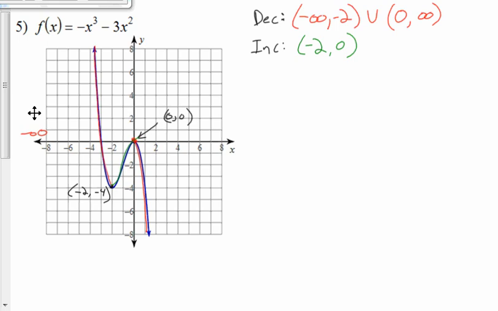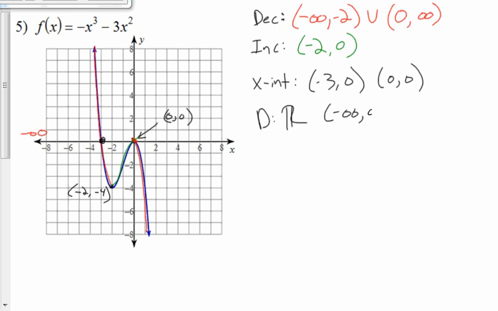Remember that we're just reporting the x values, not the y values. The x-intercepts we can approximate to be right here at -3, 0, and at the origin 0, 0. The domain of the entire function is going to be all real numbers, or -infinity to +infinity, and all polynomials have that domain.